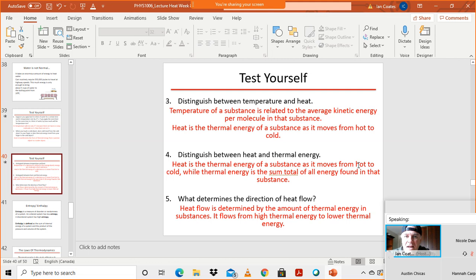Okay. Heat is the thermal energy of a substance as it moves from hot to cold, while thermal energy is the sum total of all energy found in the substance. Remember, thermal energy is potential and kinetic together. Okay. Five, what determines the direction of heat flow? The amount of thermal energy in the substance. It flows from a higher to a lower thermal energy.